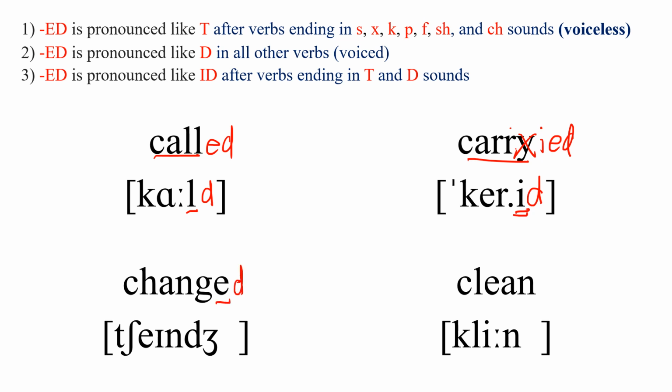And change is E ending. So put D only. Z is voiced. So it becomes this sound. Changed. Clean, put ED, and N is voiced, so it becomes this sound, cleaned. Don't say cleaned with an extra syllable, E is silent. Call, called. Carry, carried. Change, changed. Clean, cleaned.